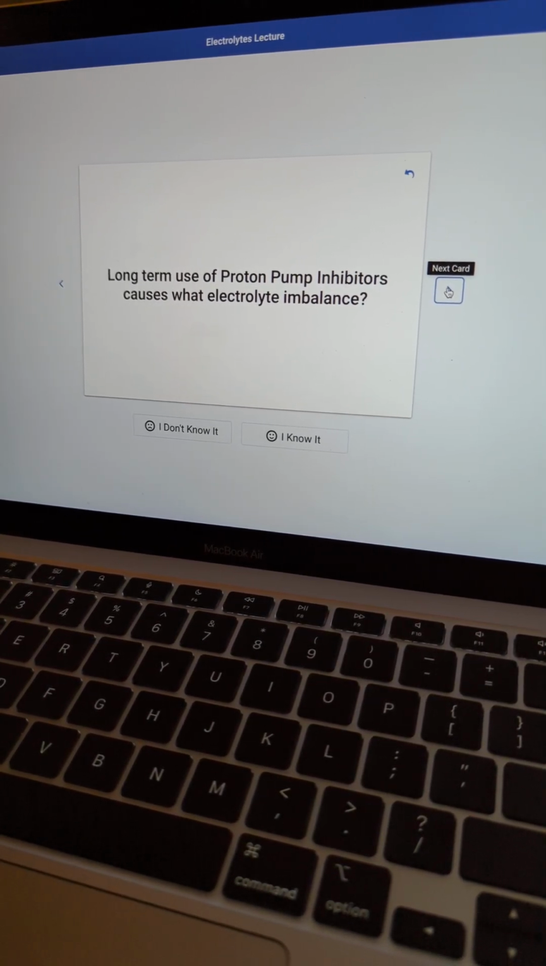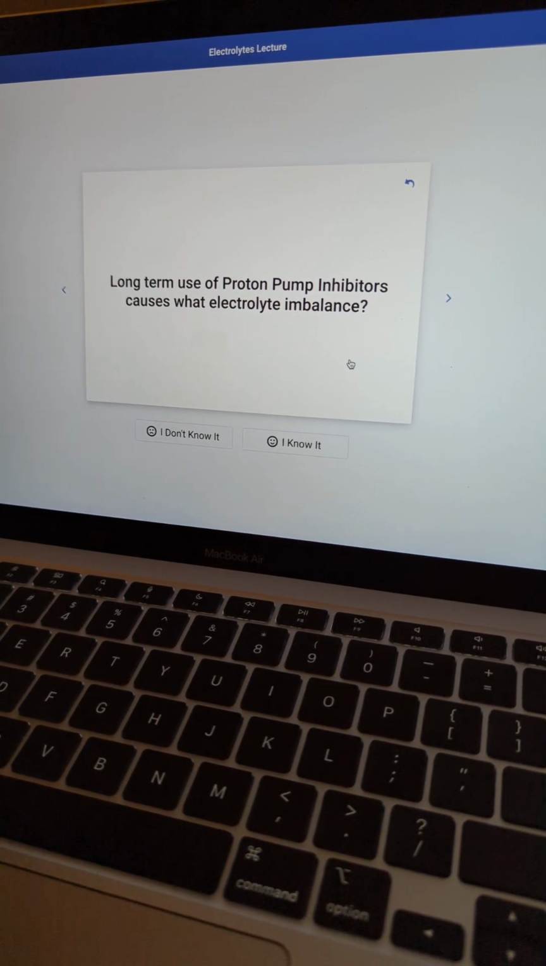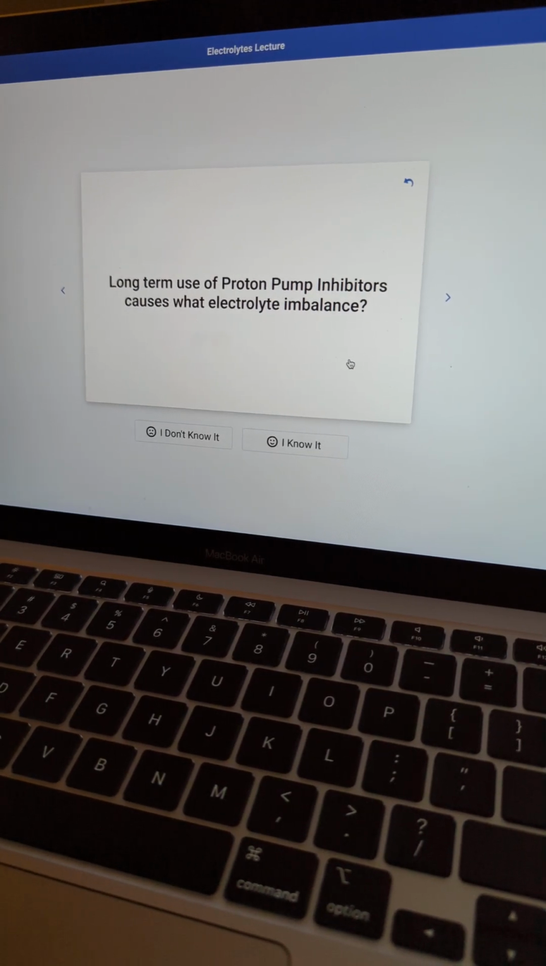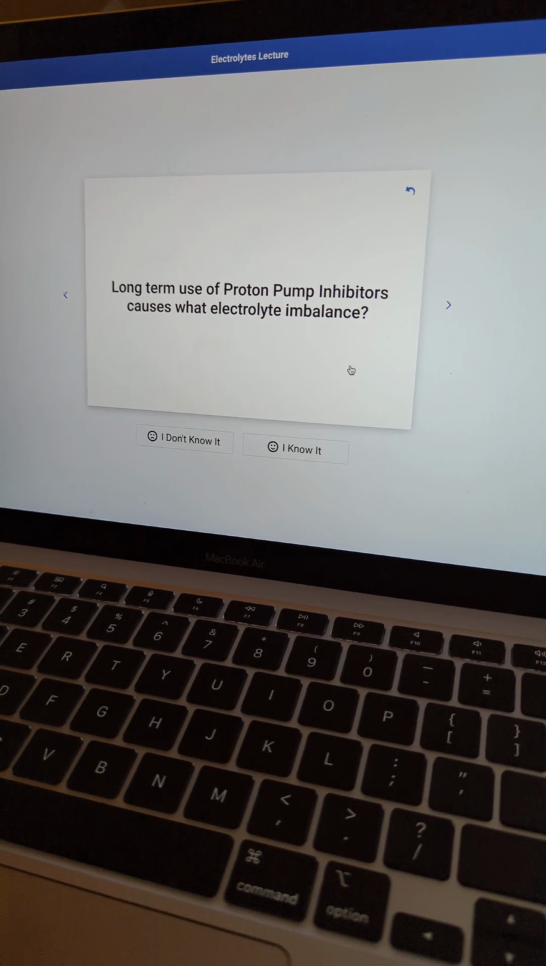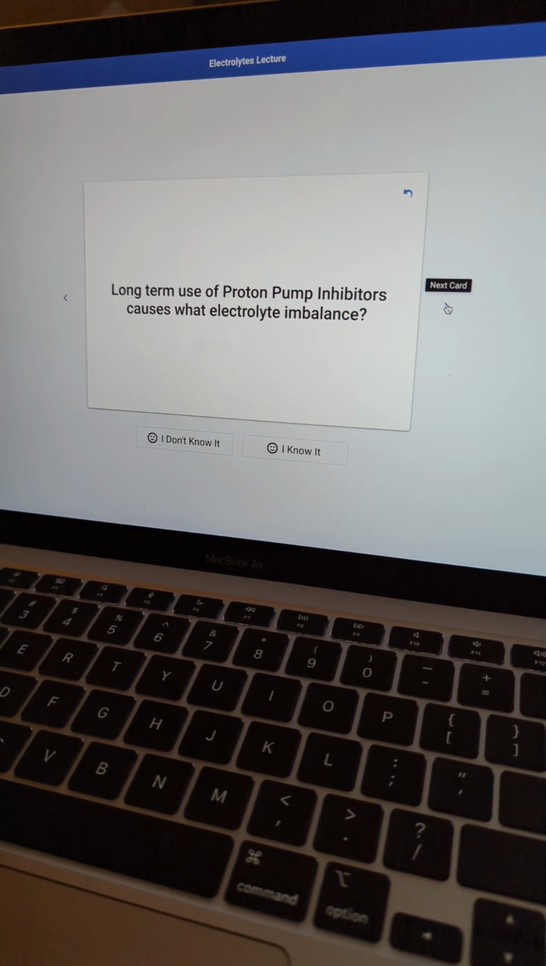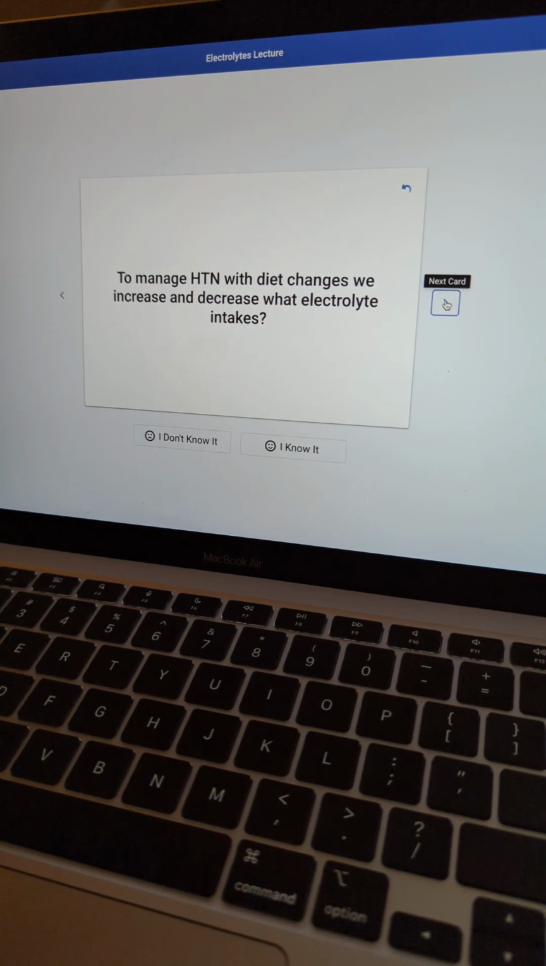Long-term use of proton pump inhibitors causes what electrolyte imbalance? Too little magnesium. They're reducing the acid in the stomach, which impairs the absorption of calcium and magnesium. So, yes, that can lead to brittle bones.